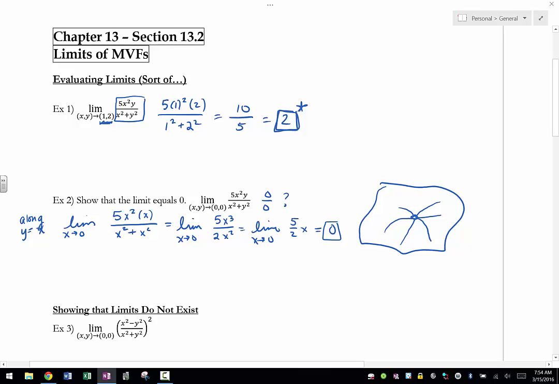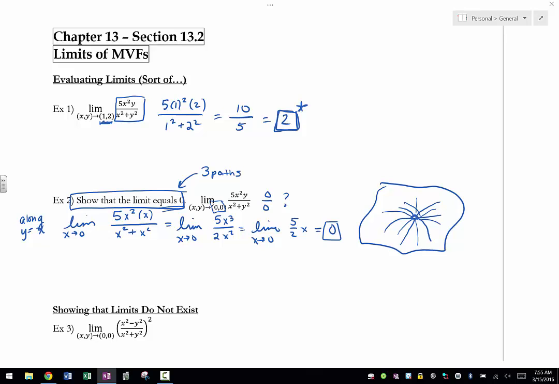Now, does that show that the limit equals 0? No, it does not. It shows that from one direction, the limit equals 0. Well, how many directions are there? There's an infinite number of directions. Can I show that infinite number? No. But here's something that I am going to say for our course. If I tell you to show that the limit equals a certain value, I want you to show me 3 paths that approach this point that all give you a limit of 0. If you can show me 3 paths and I've already told you that the limit exists and equals 0, we're going to call that proving that it equals 0.